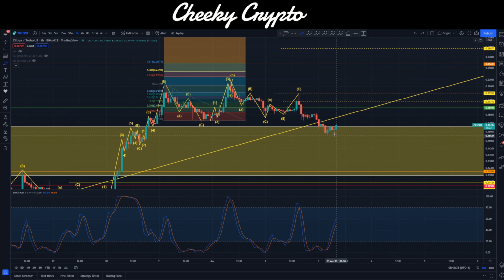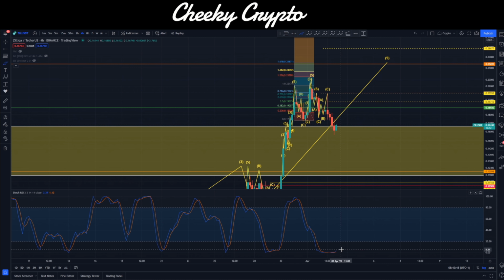Okay, so we want to be mindful that the price is more than likely going to pull back down as we approach this overbought area. We should have some kind of correction, right? But there are a couple of caveats to this. We need to check the additional levels.